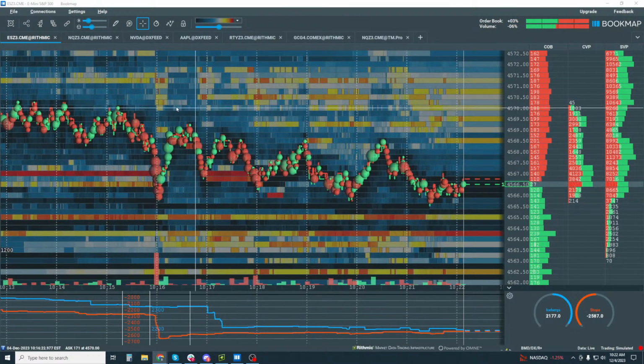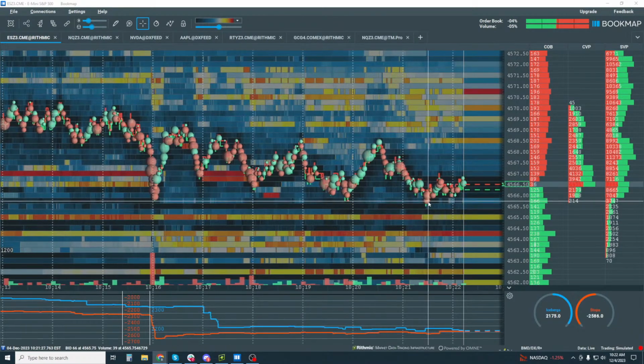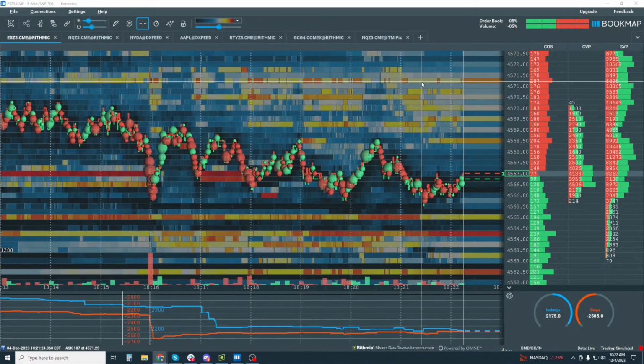Okay, and we also have this downtrend here. And we just made a lower low in here, a slightly lower low.